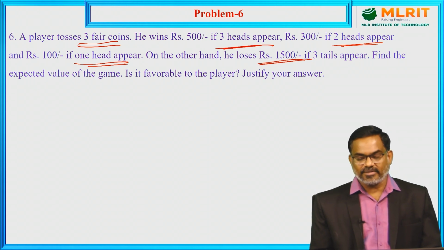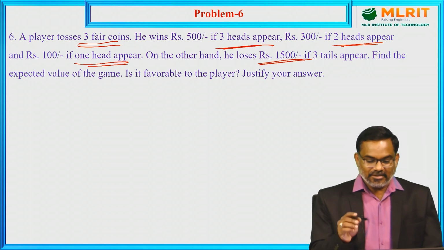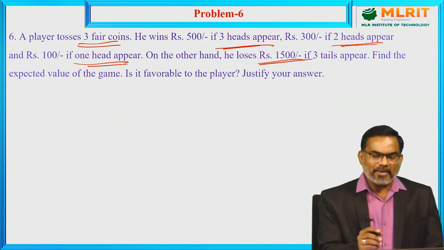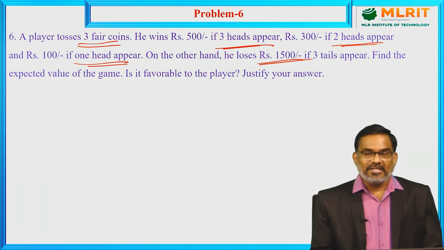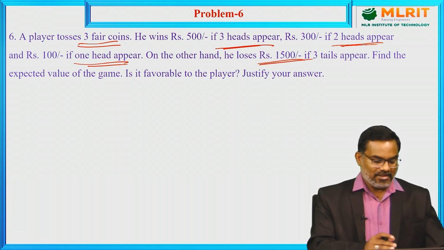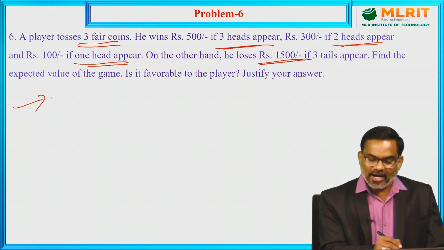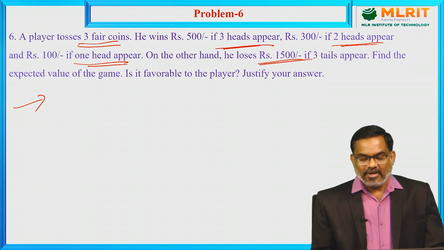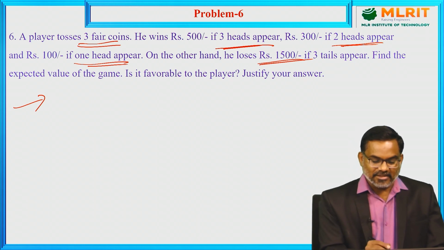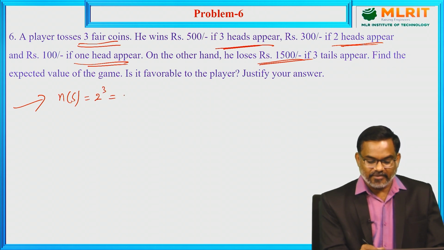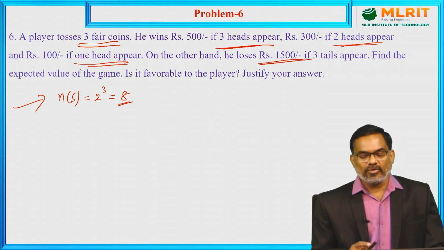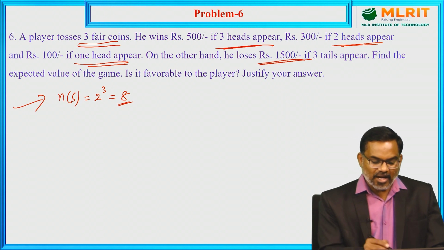Justify your answer. So, here the actual experiment is tossing 3 coins, but this experiment is related to the game. A player tosses 3 coins. That means the total number of elements of the sample space will be 2 power 3. So, there will be 8 outcomes. And what are those 8 outcomes?